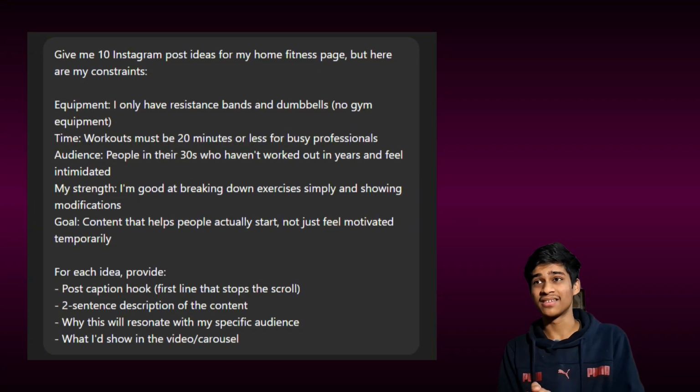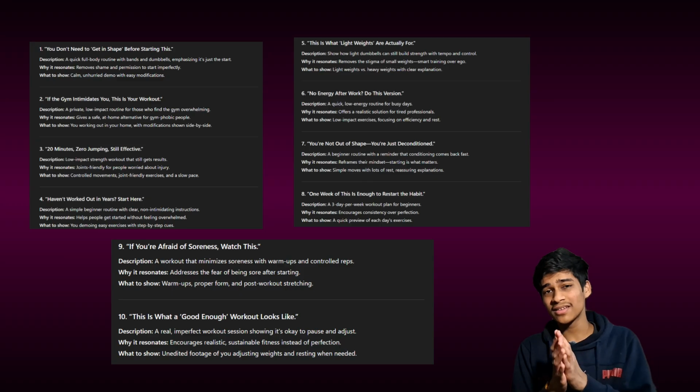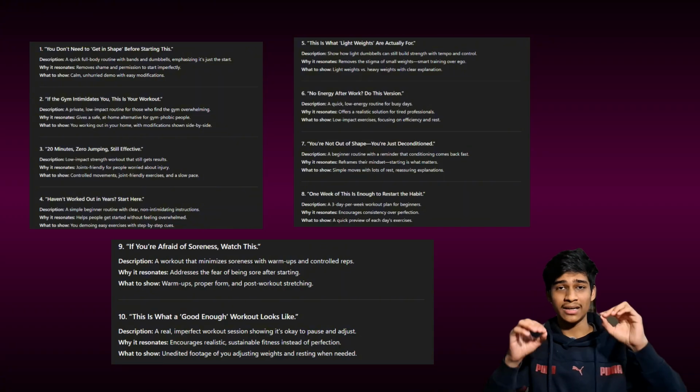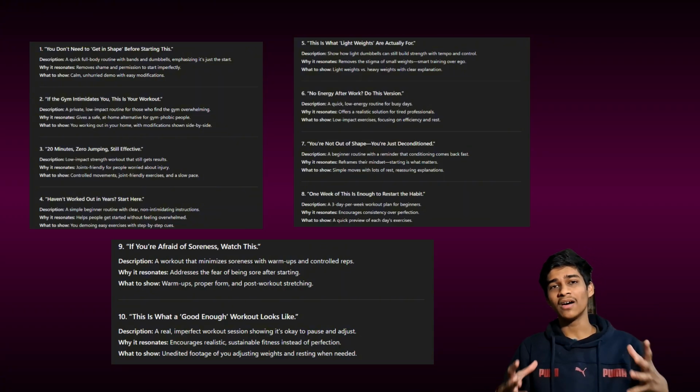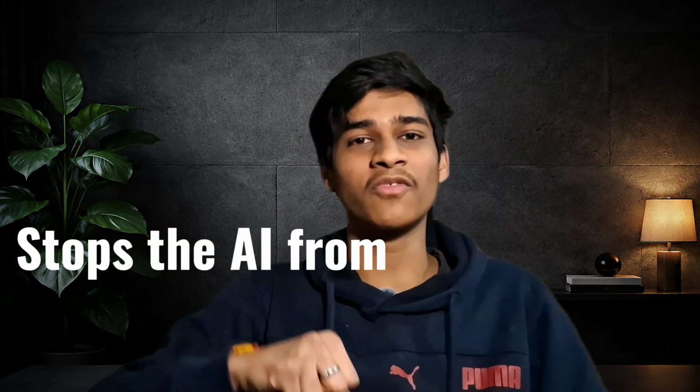But now the better way to write this is I gave it the constraints: equipment, time, audience, my strength, goal, everything, because these constraints force it to think in a particular direction. Now you can see the result. Every idea is tailored to my situation and the difference is just real. Equipment limitations, audience fears, everything that I gave it, it actually implemented it and gave me a very good output. So remember, the more specific you are, the better output you will get, and the less specific you are, the more BS output you will get. So don't be afraid to add constraints because it stops the AI from hallucination.